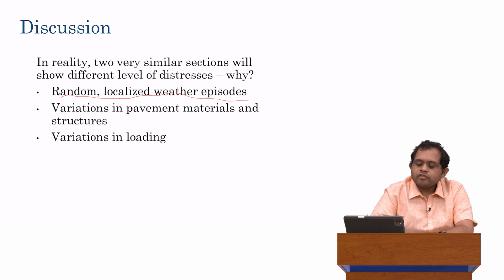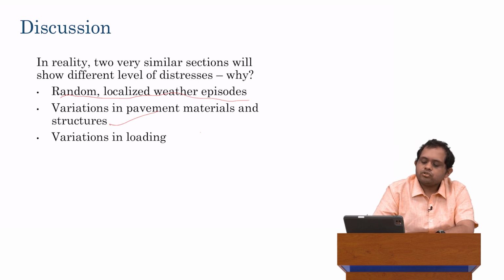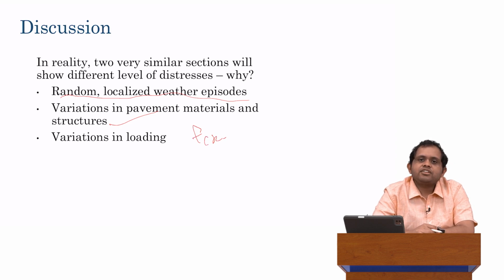Secondly, there could be some variation in pavement materials and structures. Recall that back in module 1, we had a very brief discussion on characterization of concrete for the purpose of rigid pavements. And I had introduced this term, which I've kept coming back to, which is FCK, the characteristic compressive strength. If you recall, the characteristic compressive strength was basically the 95th percentile strength.